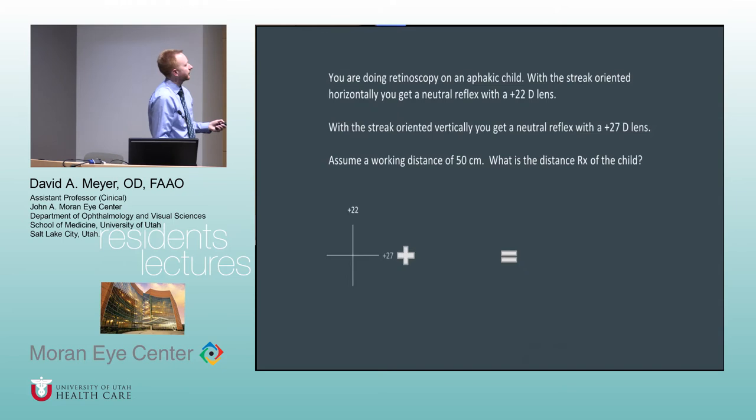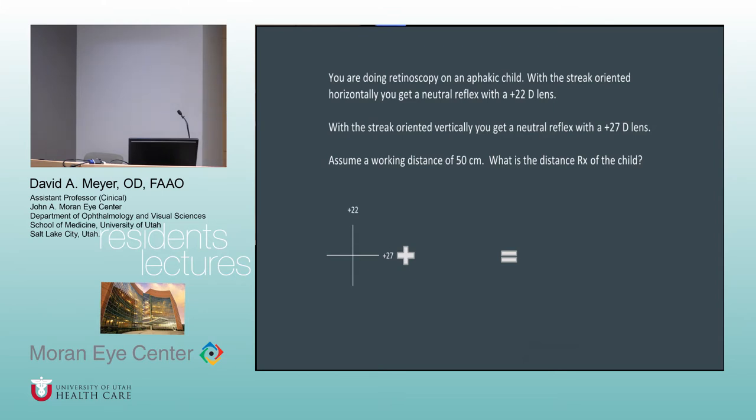So I think I've got, yeah, here's an example. You're doing retinoscopy on an aphakic child. So the streak is oriented horizontally, so it's like this, and you're moving it up and down. So basically what you're doing is you're finding the power in the vertical meridian, right? Even though your streak is horizontal, moving it up and down, you're finding the power in the vertical meridian. And you find a neutral reflex with a plus 22.